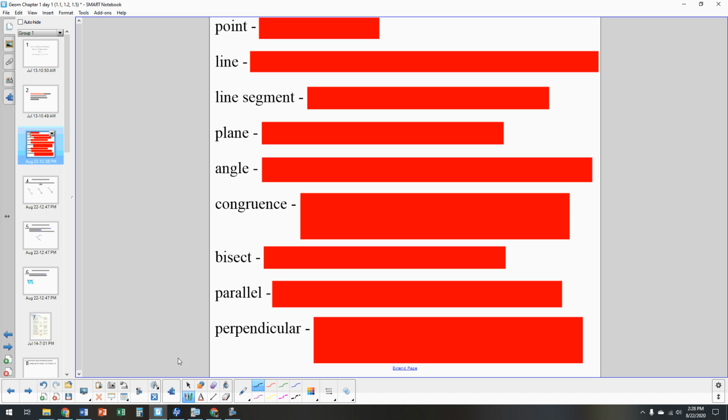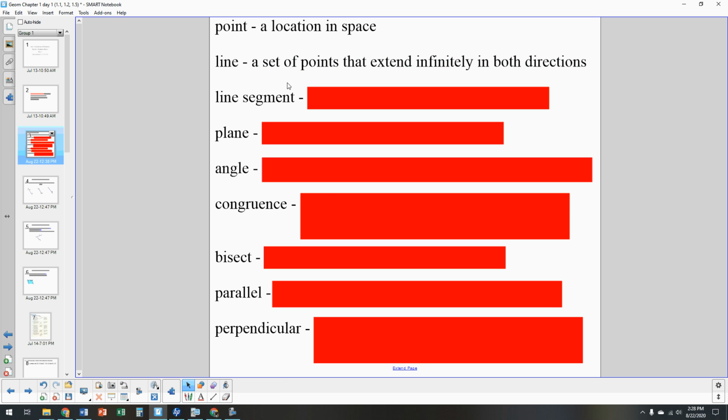So let's start by getting into some of these terms. A point is any location in space. A line is a set of points that extend infinitely in both directions. So a point would be just a dot, right? And it's usually labeled. A line is going to go forever in two different directions.